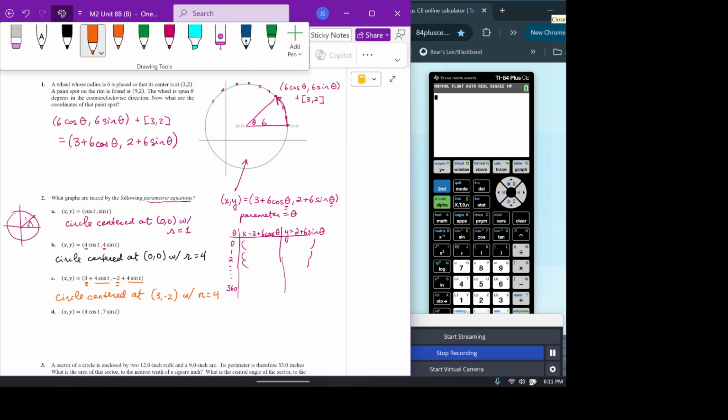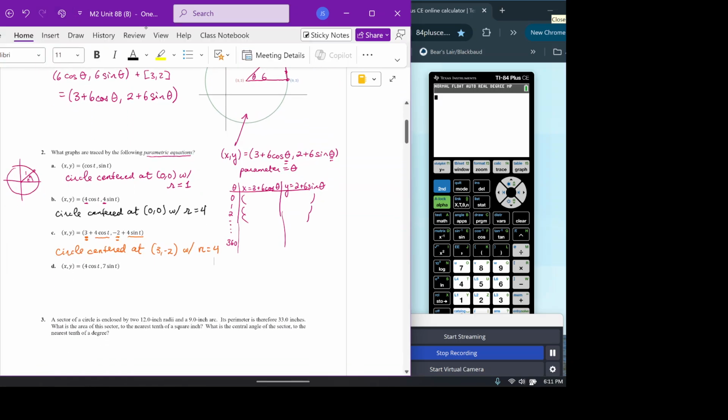The last one's a little bit different. The last one, if you think about just cos t, sine t, right? That looks like this. Here's t degrees. Radius is 1. And then what happened was the x's got stretched out by 4 and the y's got stretched out by 7. So if you can kind of picture it, if I stretch out the x's by 4, that circle kind of expands out to here. But if I stretch out the y's by 7, then I get an ellipse that looks like this, where this length is 4 and this length is 7, right?